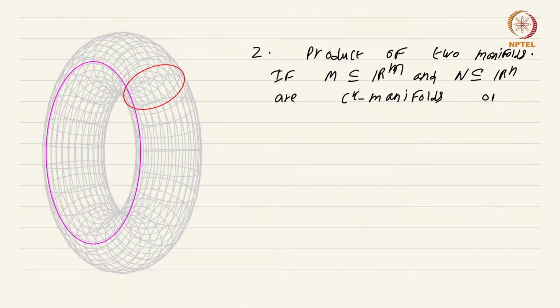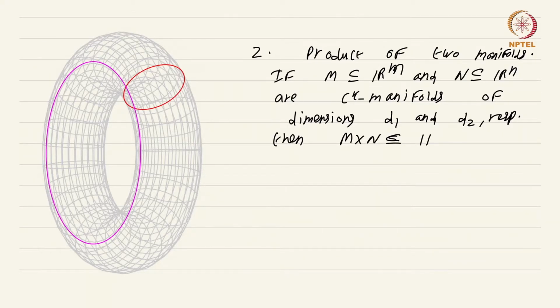of dimension d1 and d2 respectively, then this product M cross N, this is a subset of R m plus n, and it is a manifold of dimension d1 plus d2. Why is this the case?